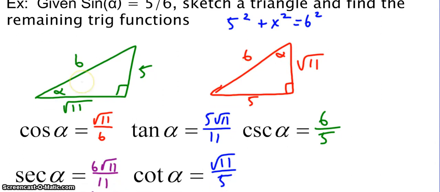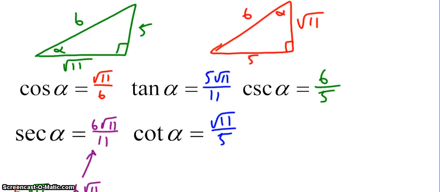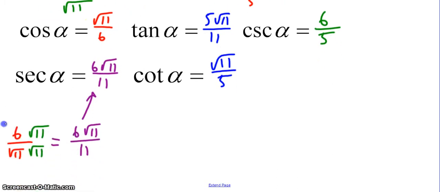Okay, I needed to find the third side of the triangle, so I can do the Pythagorean theorem. 5 squared plus x squared is 6 squared, so x comes out to be the square root of 11. So now I evaluate the remaining trig functions. Cosine of alpha is root 11 adjacent over hypotenuse 6. Secant of alpha is the reciprocal of that. Well, we want to rationalize. So the reciprocal of root 11 over 6 is 6 over root 11. I multiply the numerator and denominator by root 11, and I get 6 root 11 over 11. So that's how I end up with the secant.